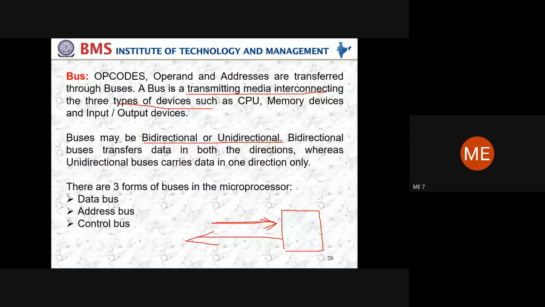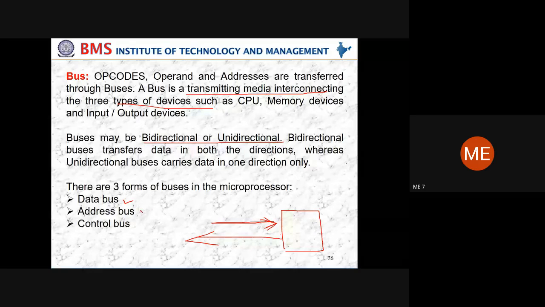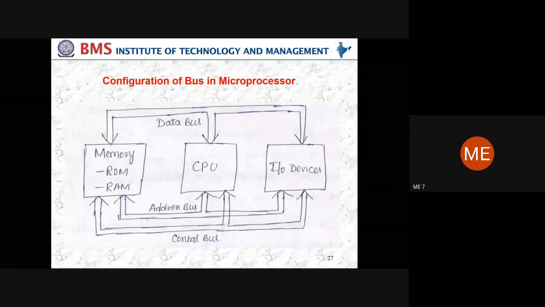Now, the three different types of buses, depending upon what you are transferring, are the data bus, address bus, and control bus. We shall discuss them now. This is the configuration of a bus in a microprocessor.